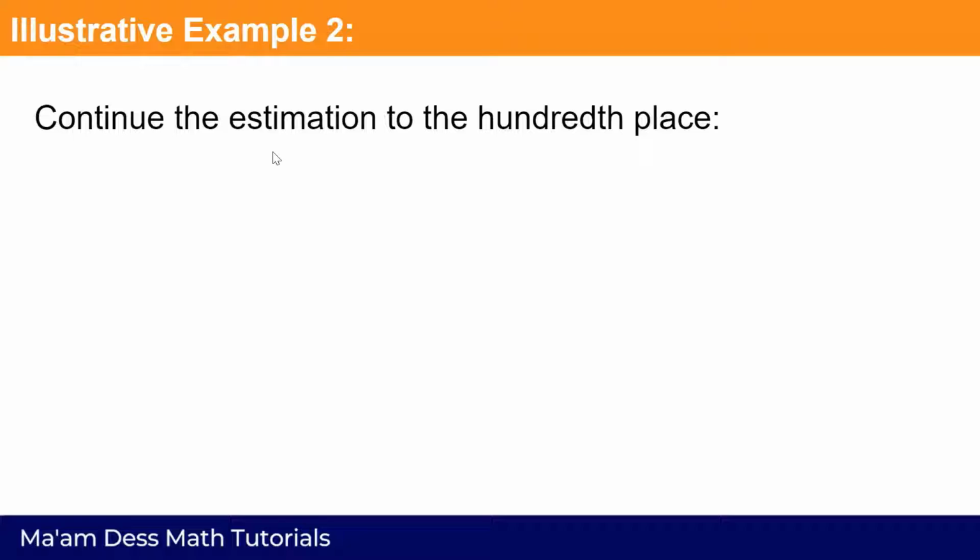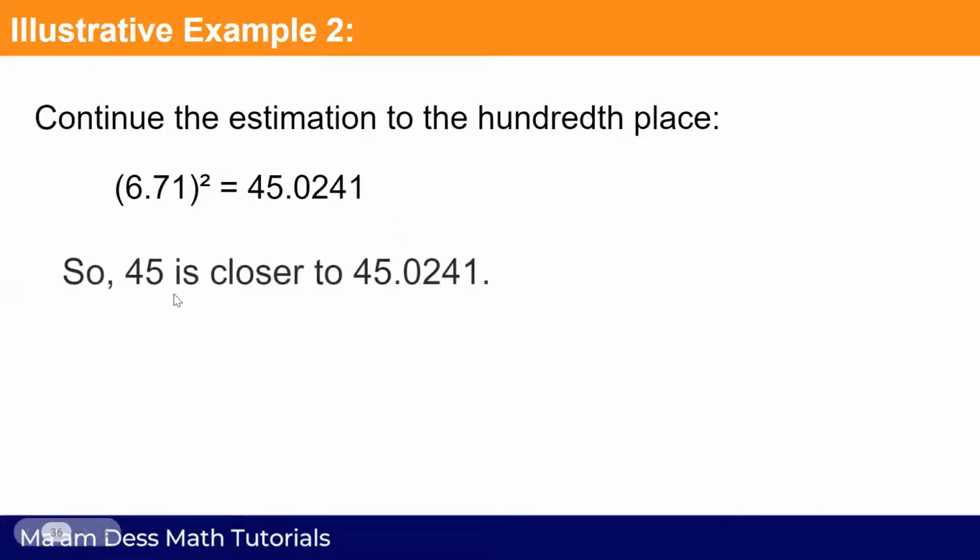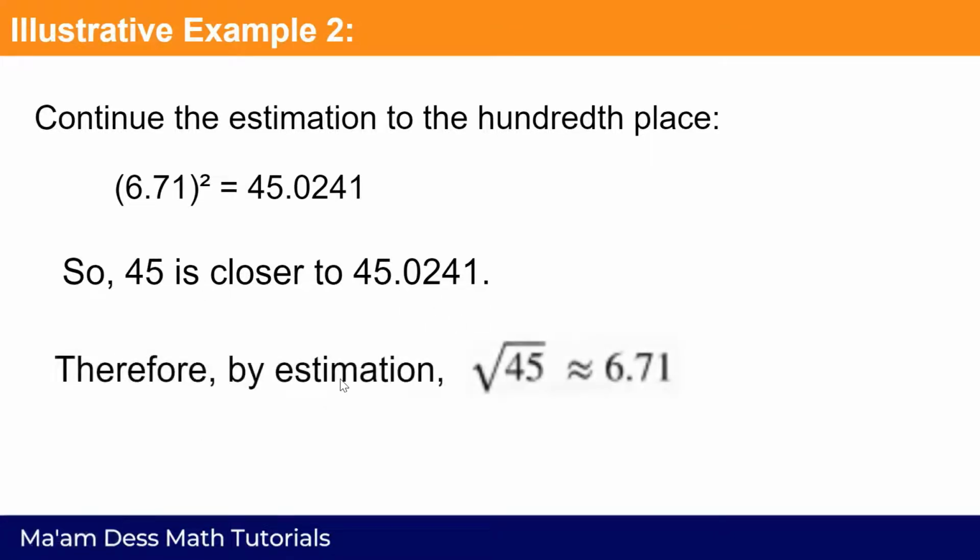Ayan. Okay, continue po sa estimation to the hundredths place. So, gamitin po natin ang 6 and 71 hundredths multiply by itself, or squared. So, ang sagot po ay 45 and 241 ten-thousandths. 45 is closer to 45 and 241 ten-thousandths. Therefore, by estimation, square root of 45 is approximately 6 and 71 hundredths.